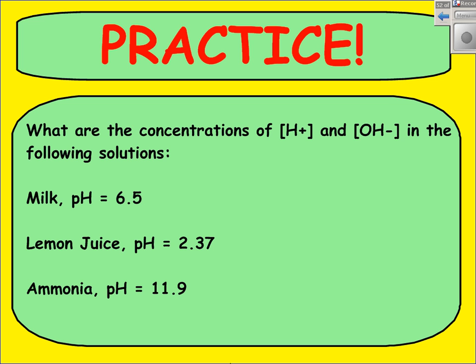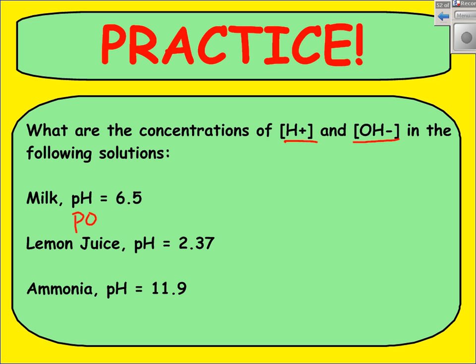Let's go ahead and do these last examples here. Pause the video and work them out on your own, then hit play to reveal the answers. All right, our situation is, what are the concentrations of hydrogen and hydroxide in the following solutions? We have milk that has a pH of 6.5, lemon juice has a pH of 8.7, and ammonia has a pH of 11.9.